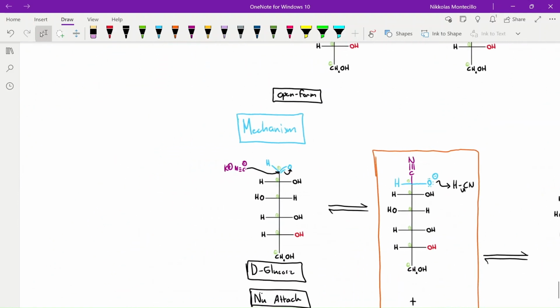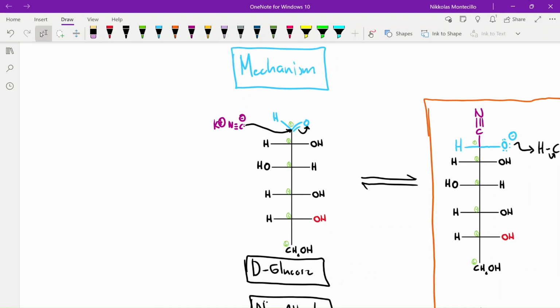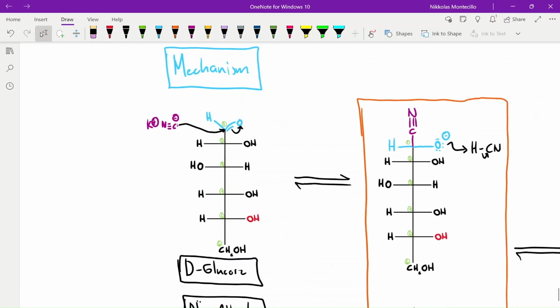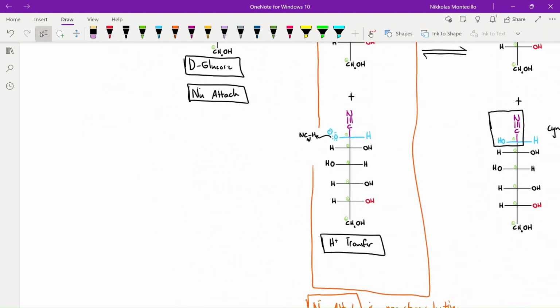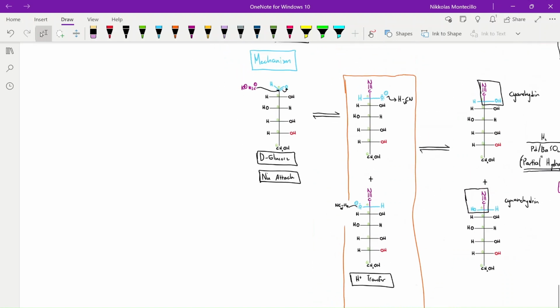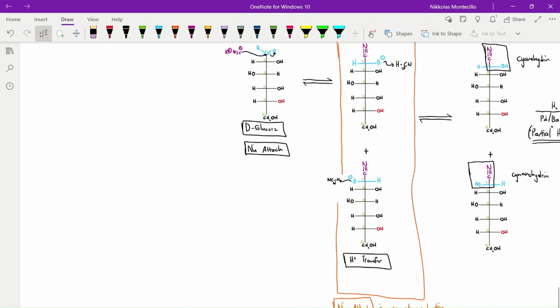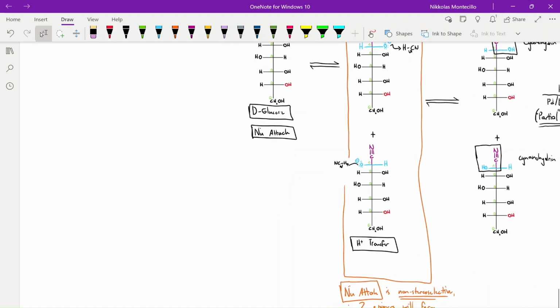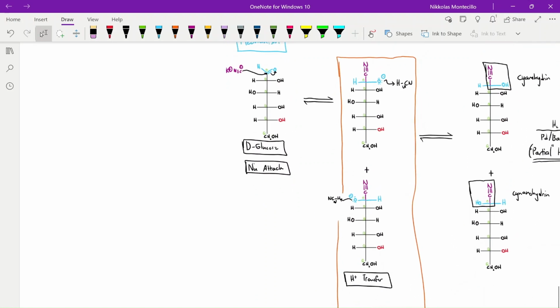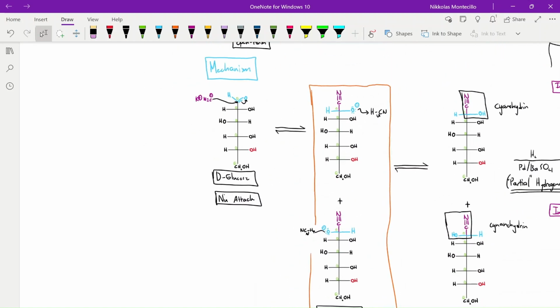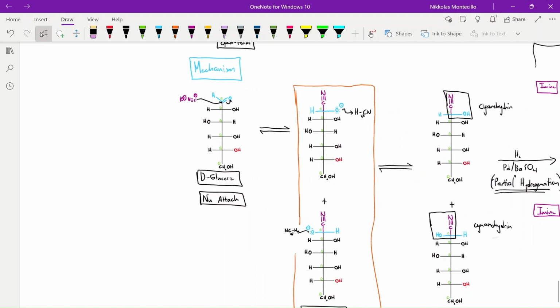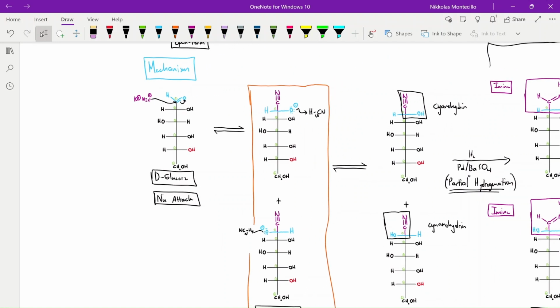So let's go through the mechanism. The mechanism starts with a nucleophilic attack by a cyanide ion. And let's understand that this nucleophilic attack is non-stereoselective when it attacks the carbonyl group. So we can see that two epimers will form, and these are C2 epimers. So let's keep in mind from here on out that there will be at least two products that form at the end of this synthesis.